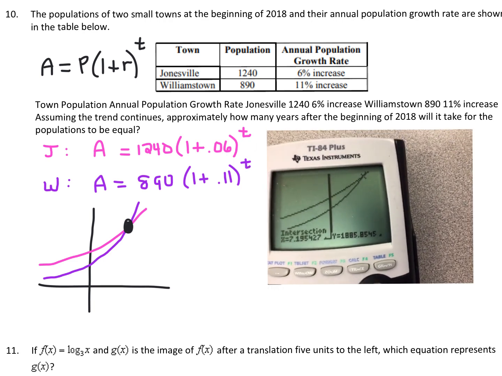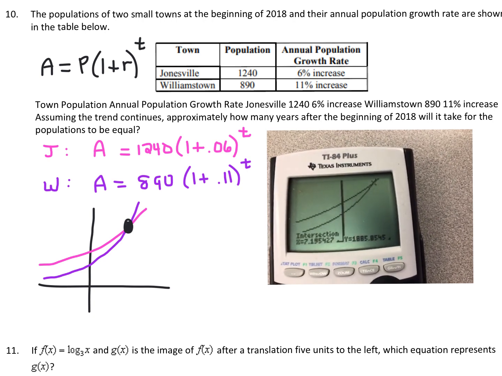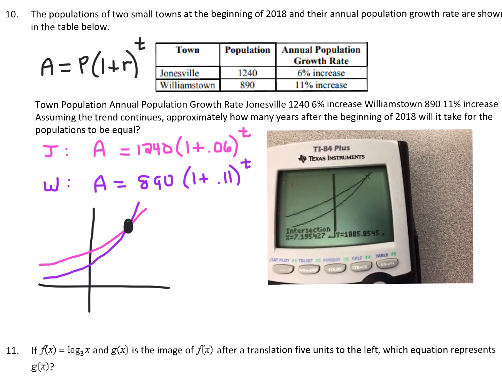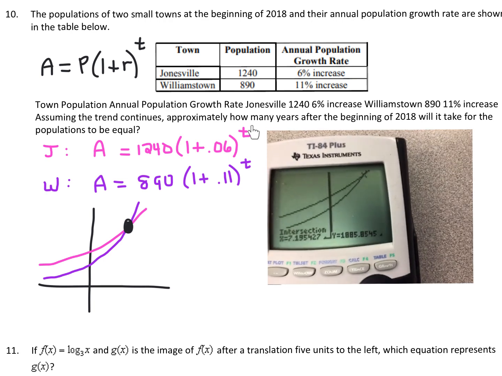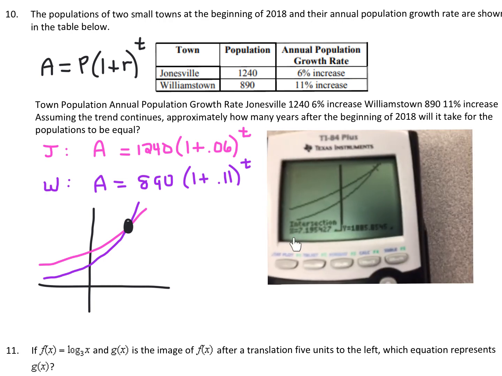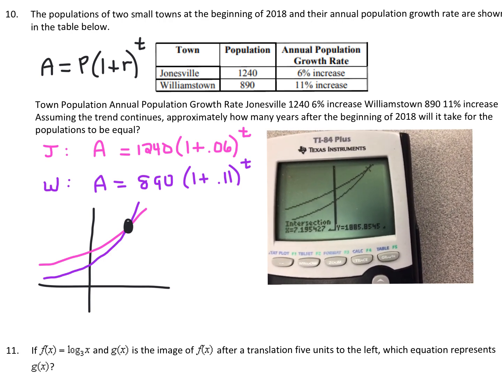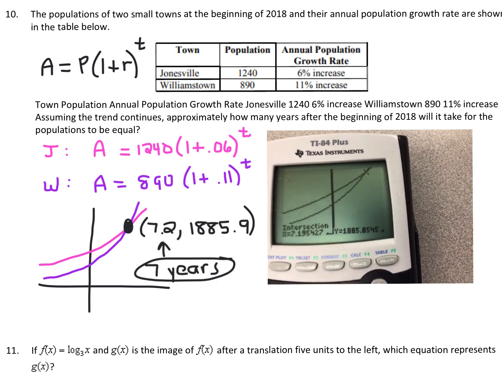So there we go. And they don't tell us what to round to. So, do they? No. Okay, so approximately how many years? I'm going to round that to the nearest year. This right here rounds to 7 years. Okay, so I just took the x value. So in approximately 7 years, both populations will be about 1,886 people. Okay, so 7 years would be the answer.